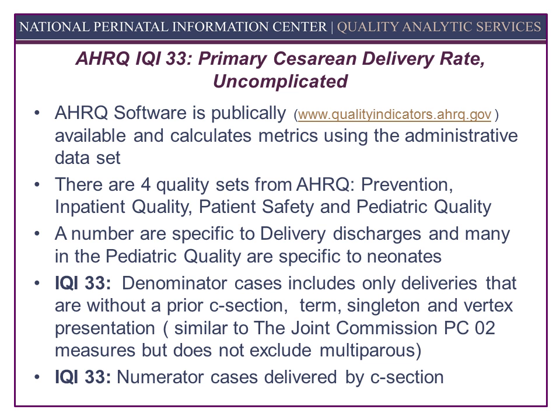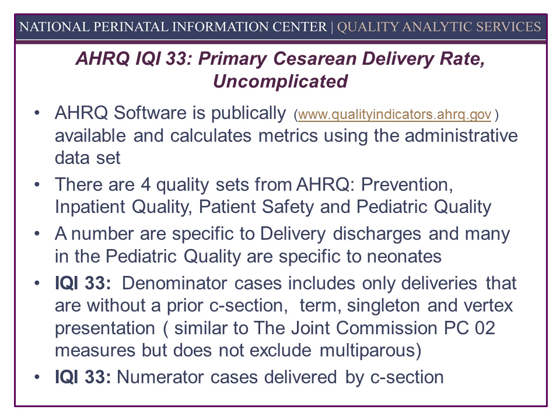So I want to talk about the AHRQ, that's the Agency for Healthcare Research and Quality. They have 4 sets of quality indicators: prevention, inpatient quality, patient safety, and pediatric. Obviously, the pediatric set deals with the pediatric population, but the adult and perinatal goes across all of the other sets: prevention, inpatient, and patient safety. The software to run the metrics using the administrative data is publicly available, and the link is there on the slide.